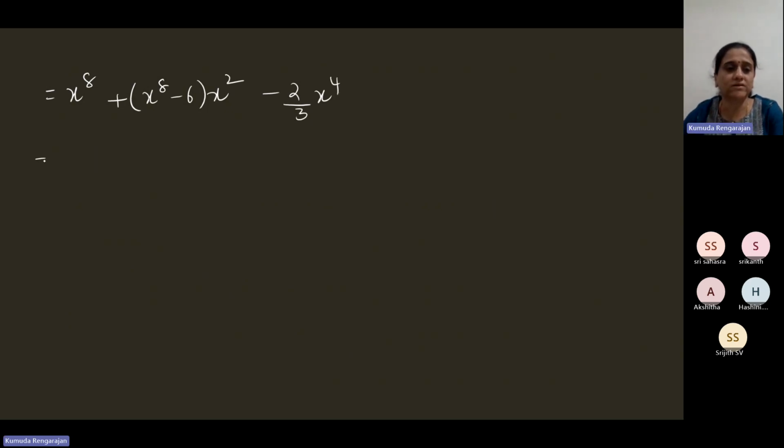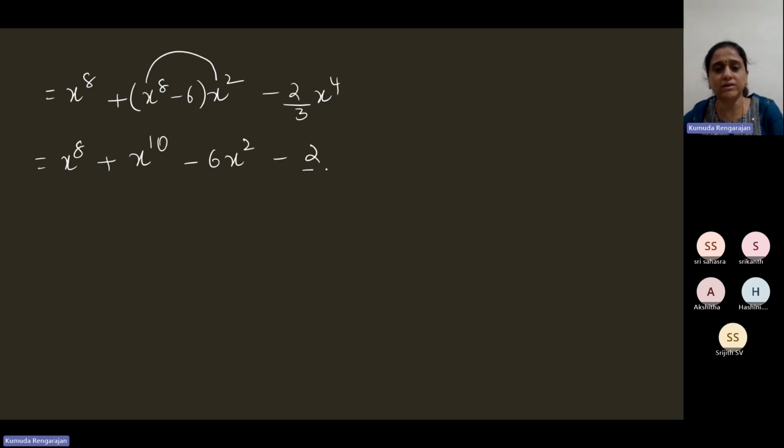Now you need to open the bracket. X power 8 plus, multiply these two. We'll have to add the powers. X to the power 10 minus 6x squared minus 2 by 3 x to the power 4.